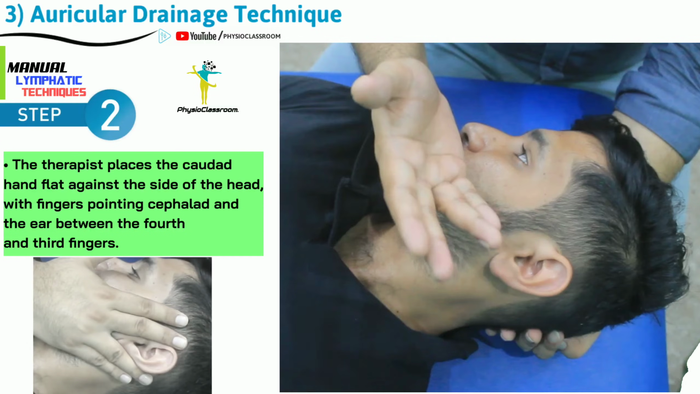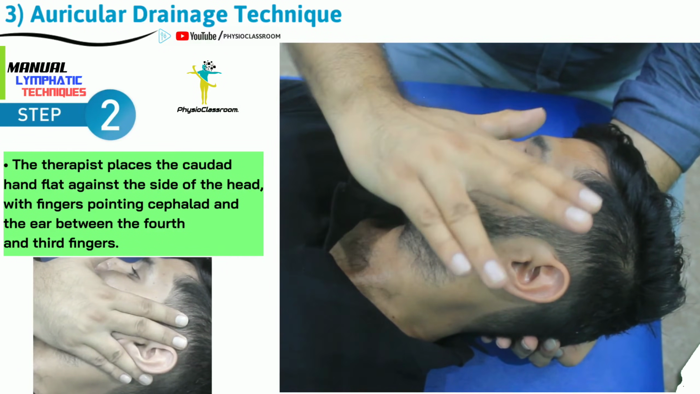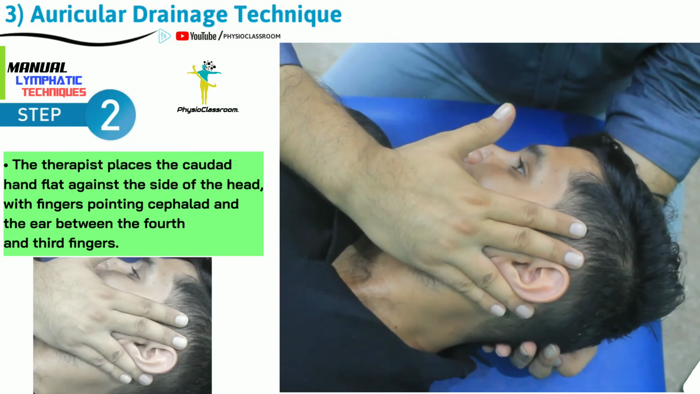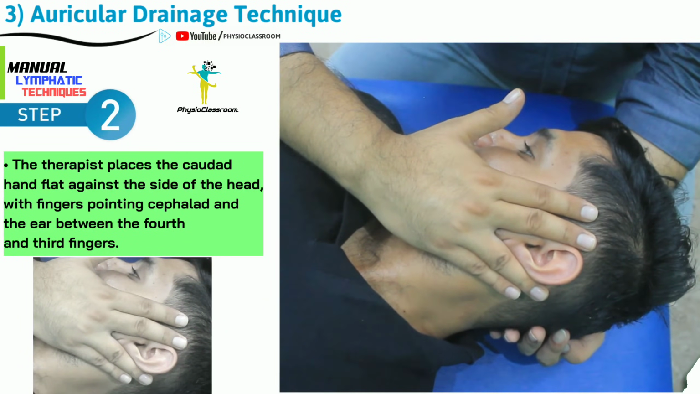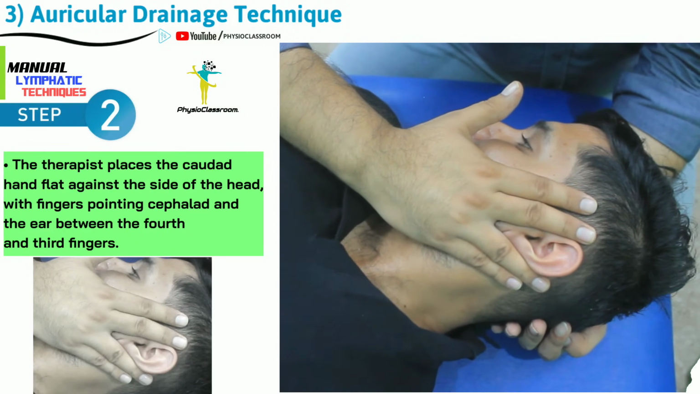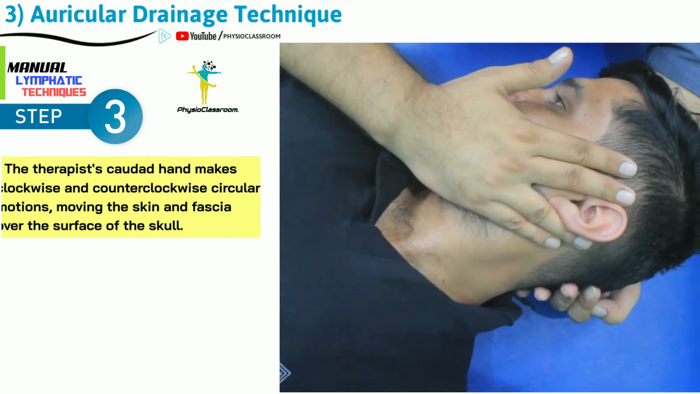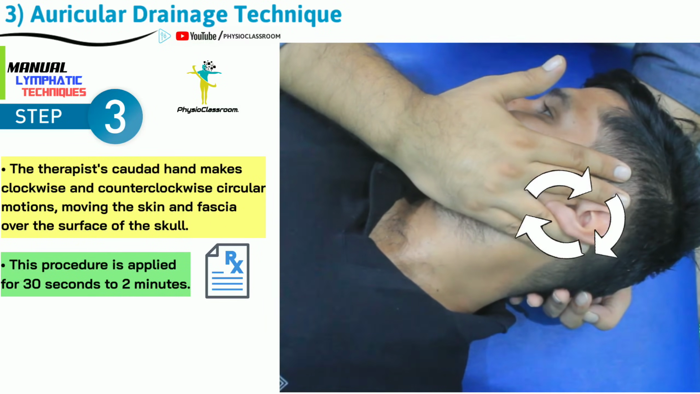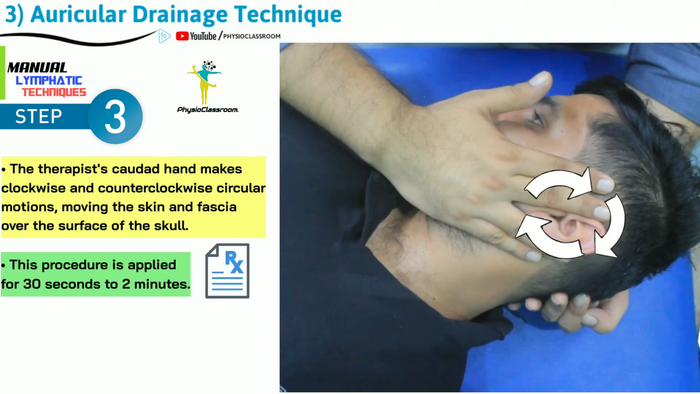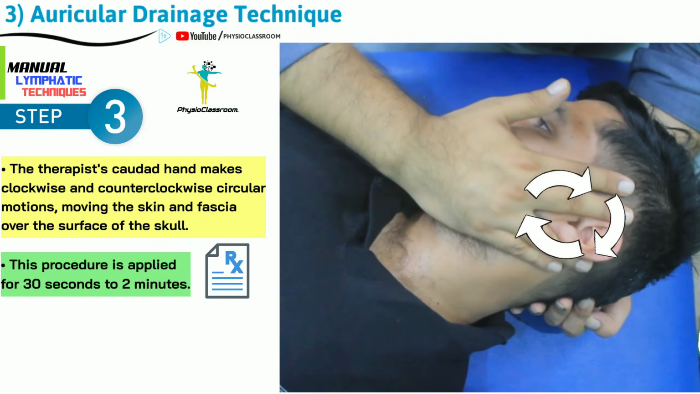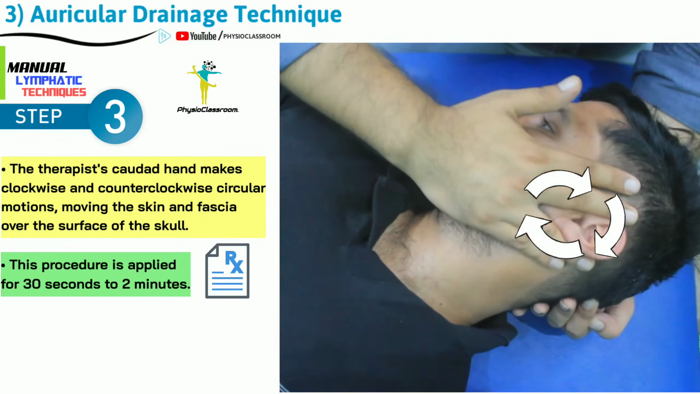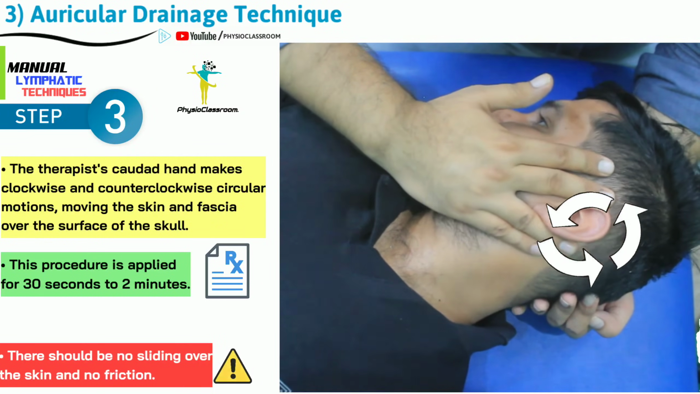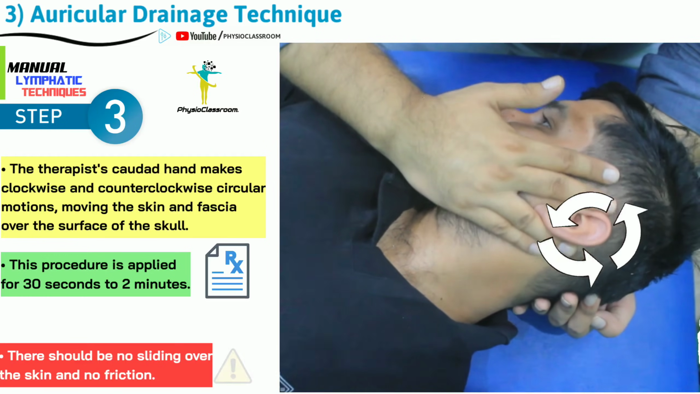Now from here, the therapist makes a V shape with the caudal hand in this manner and then places it flat over the side of the head so that the ear is positioned between the middle and the ring finger. Now from here, the therapist applies little pressure in the downward direction and then moves the skin and the fascia of the scalp over the surface of the bone in the clockwise direction and the anti-clockwise direction. Both motions can be performed for 1 minute each.